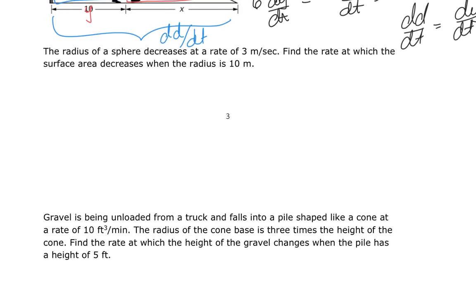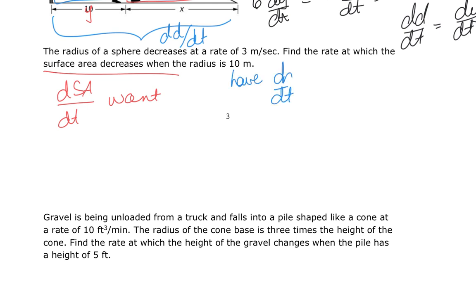Okay, the radius of a sphere decreases at a rate of 3 meters per second. Find the rate at which the surface area, SA, changes. d SA dt is my want. I have the radius of the sphere decreases, so I have dr dt, and it decreases, so that's a negative 3 meters per second. My snapshot in time is at r equal to 10 meters.